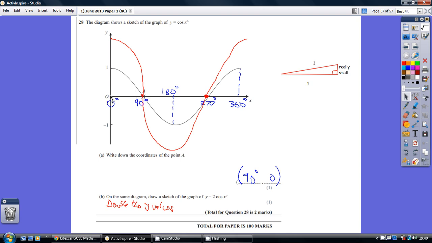Now with the cosine curve, remember from SOHCAHTOA, cosine is adjacent over hypotenuse. So imagine you've got a really small angle. So here's a tiny angle. SOHCAHTOA, cosine is adjacent over hypotenuse. That's adjacent of 1 over hypotenuse of 1, which is obviously 1. So at 0 degrees we have cos 0 being 1.